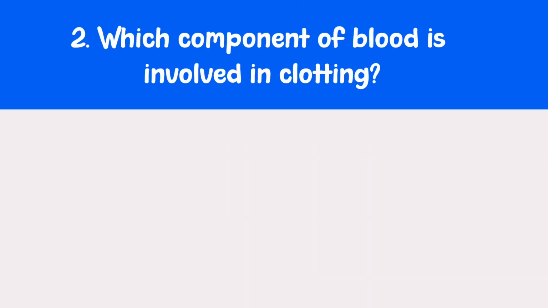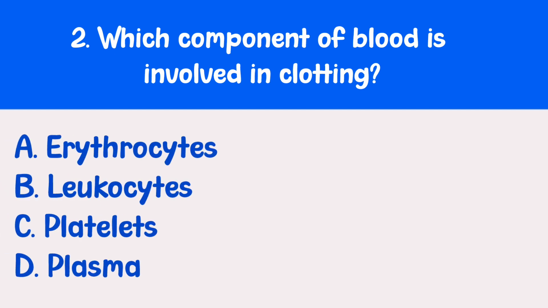Question number 2. Which components of the blood is involved in clotting? We have A. Erythrocytes, B. Leukocytes, C. Platelets, and D. Plasma. Our answer here is C. Platelets. Platelets, also called thrombocytes, are cell fragments that help form blood clots to stop bleeding.